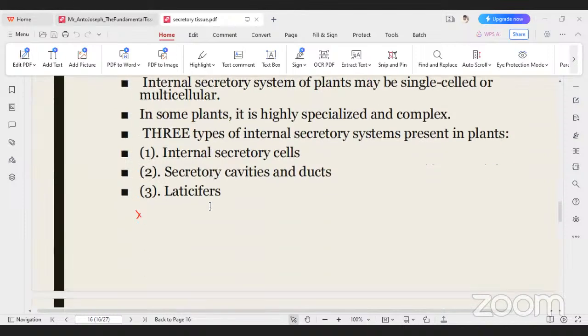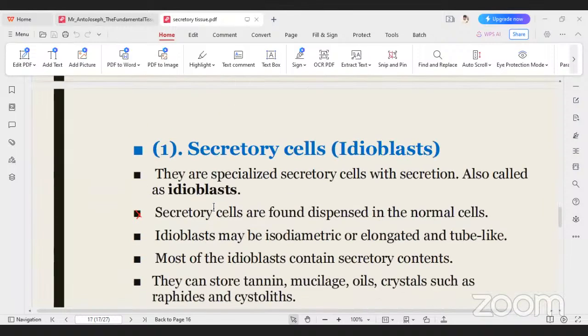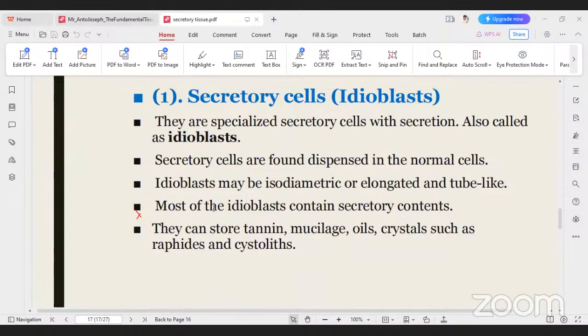These are three types: internal secretory cells, secretory cavities and ducts, and latex. The secretory cells are called idioblasts. These are specialized parenchyma cells. Actually, this is made up of parenchyma cells and also called idioblast.